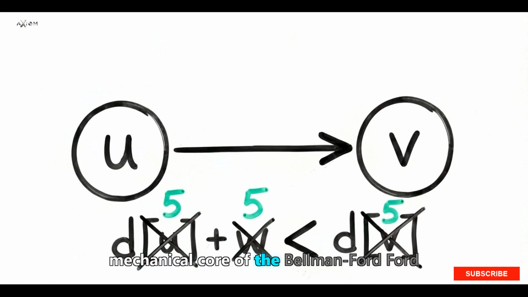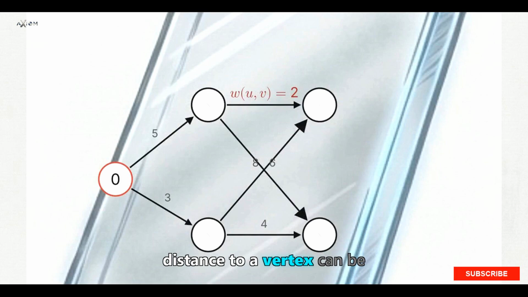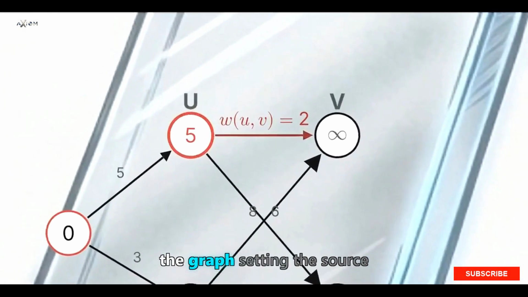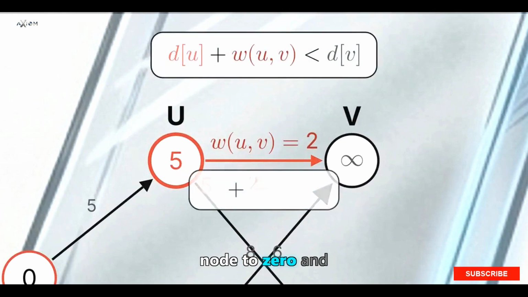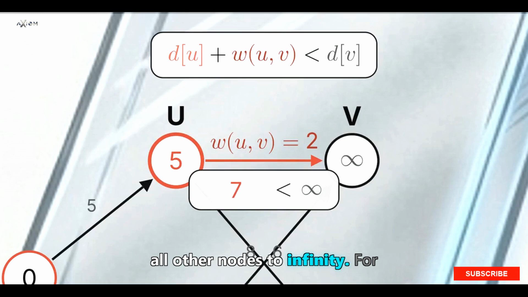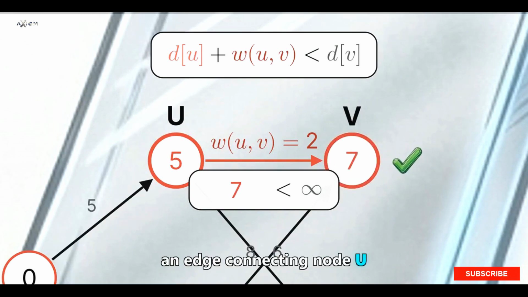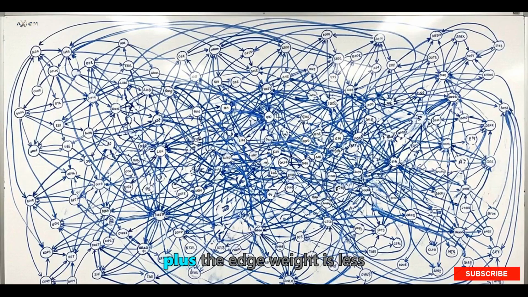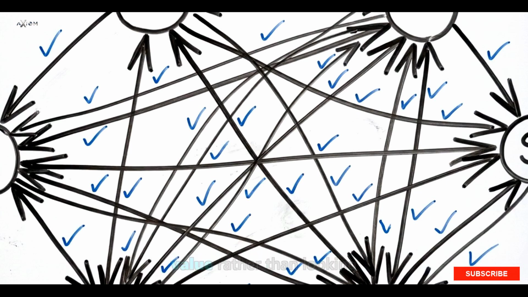The mechanical core of the Bellman-Ford algorithm is a process called edge relaxation. This is the act of checking if the current known distance to a vertex can be lowered by traveling through a neighboring vertex. We initialize the graph, setting the source node to 0 and all other nodes to infinity. For an edge connecting node U to V, if U's distance plus the edge weight is less than V's recorded distance, we update V to the lower value.